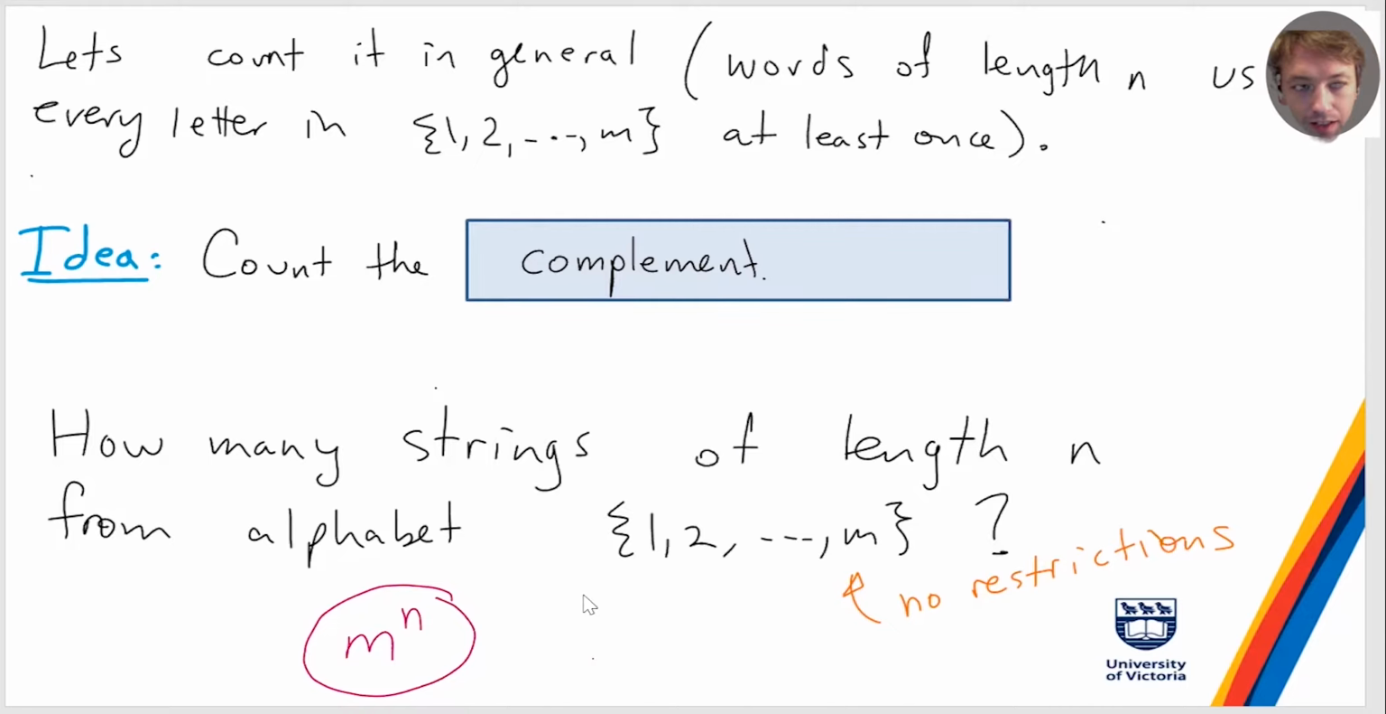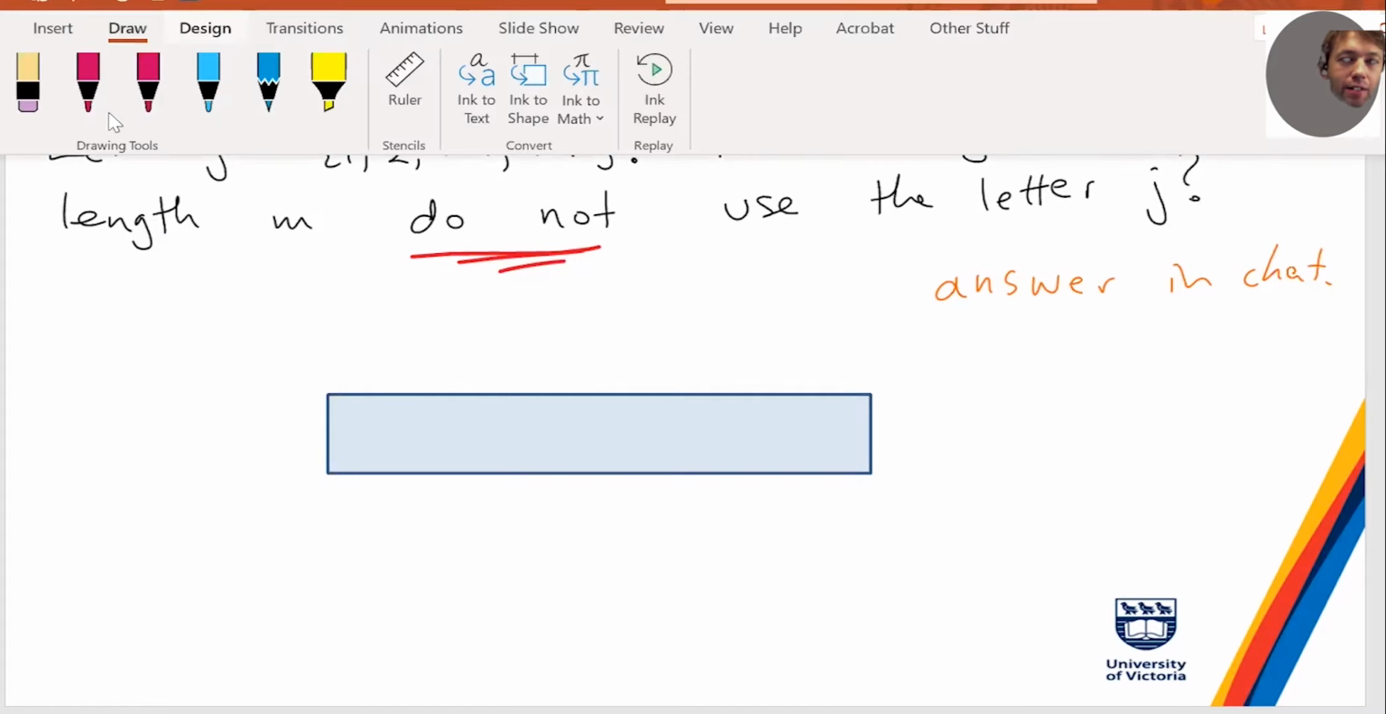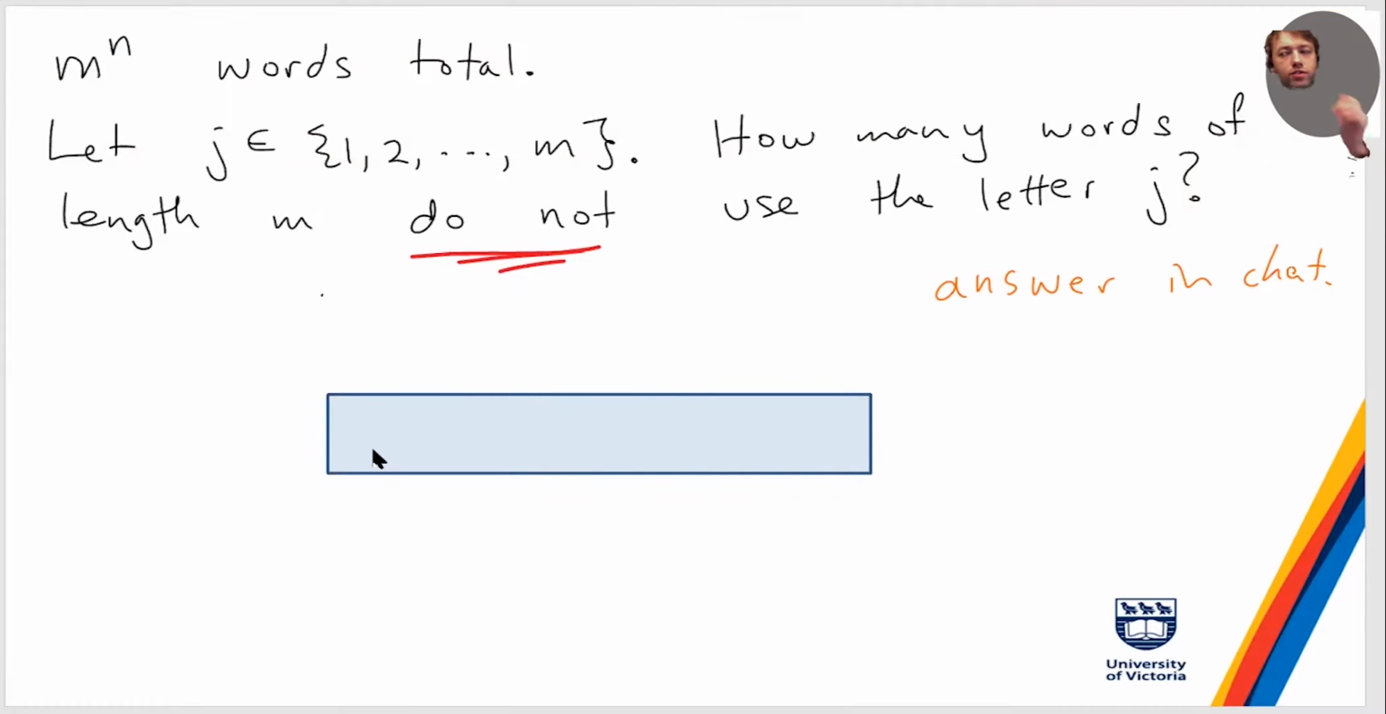Okay, so now we have to throw away the words that we didn't want to count. So what are the words we didn't want to count? Well, some of the words of length n don't use the letter j, for example. So j is something between 1 and m.